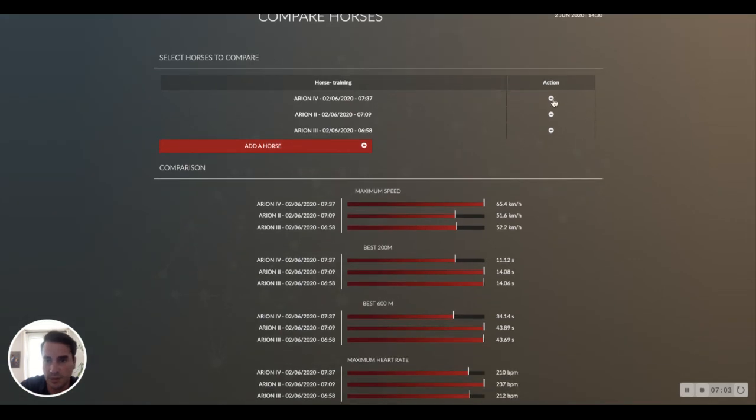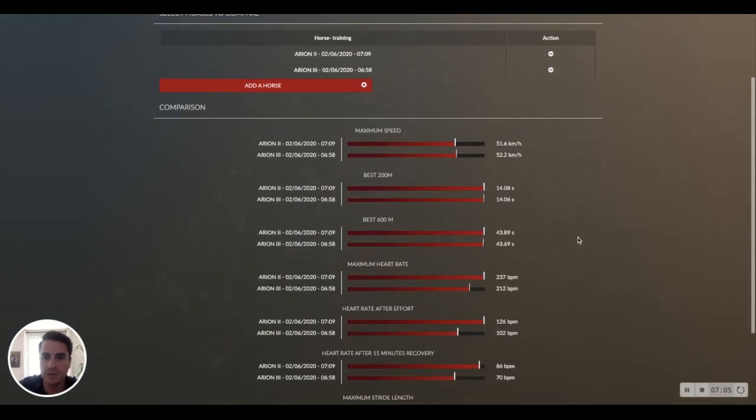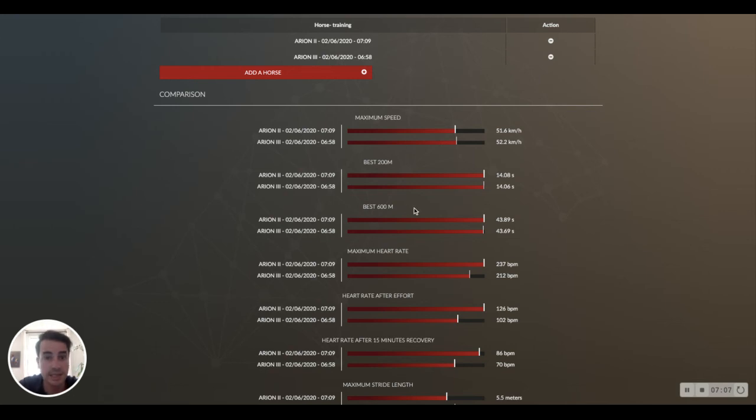So if I remove this one, here it's very interesting because we have two horses that have done the exact same exercise. One is a 2 years old, one is a 3 years old. The exercise was to hold the speed at about 50 kilometers per hour on 1,000 meters. You can see here with the speed data that they are exactly the same.